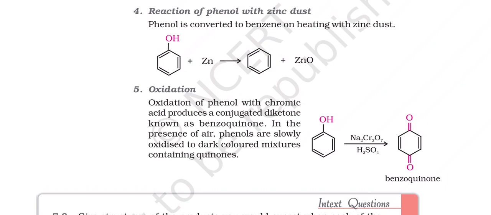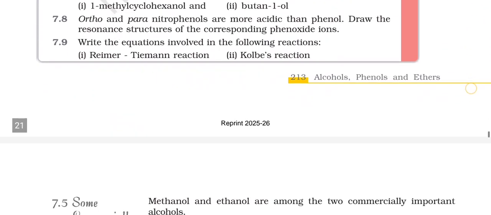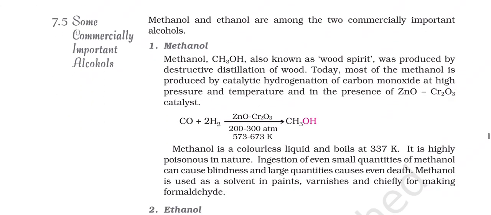Oxidation. Oxidation of phenol with chromic acid produces a conjugated diketone known as benzoquinone. In the presence of air, phenols are slowly oxidized to a dark colored mixture containing quinones. Some commercially important alcohols: methanol and ethanol are the two commercially important alcohols.